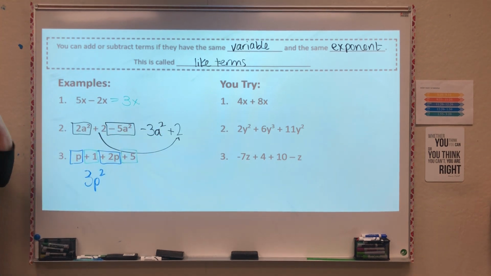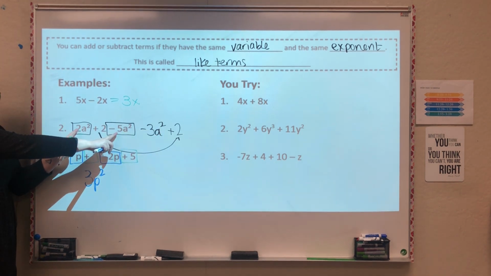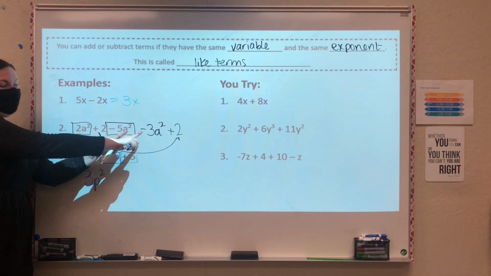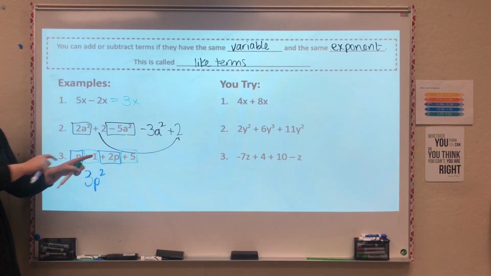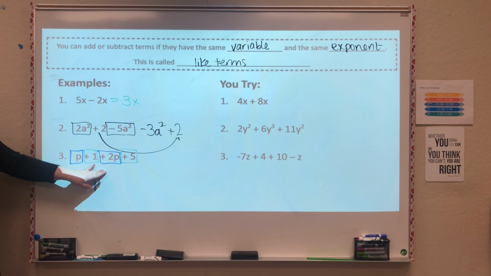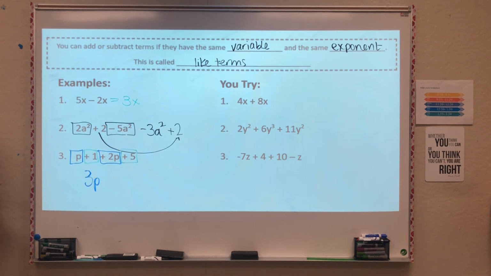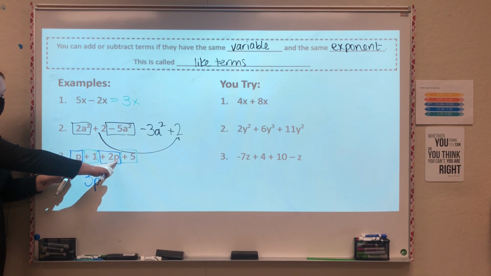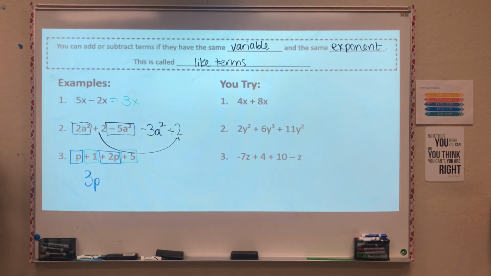No. You are only doing the math with the coefficients, with those numbers in front. Everything else stays the same. So there's something I want to change about this. What do I want to change? The squared. Just erase it. It's 3p. We're doing the math with the coefficients, the 1 plus 2. Everything else stays the same. So we got 3p. Francis, finish it up for us.